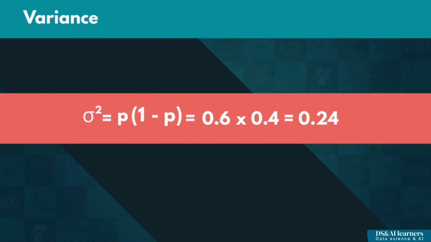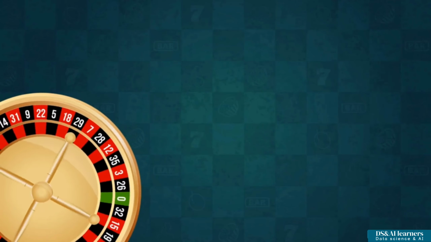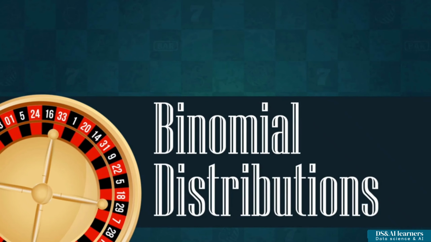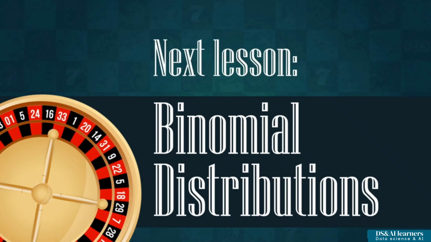Good job, everybody. Sometimes, instead of wanting to know which of two outcomes is more probable, we want to know how often it would occur over several trials. In such cases, the outcomes follow a binomial distribution, and we will explore it further in the next lecture.